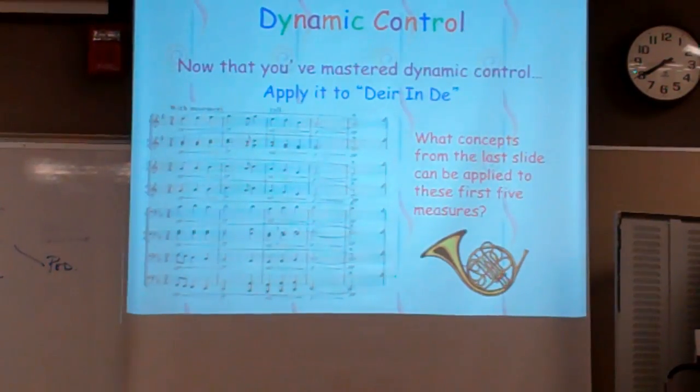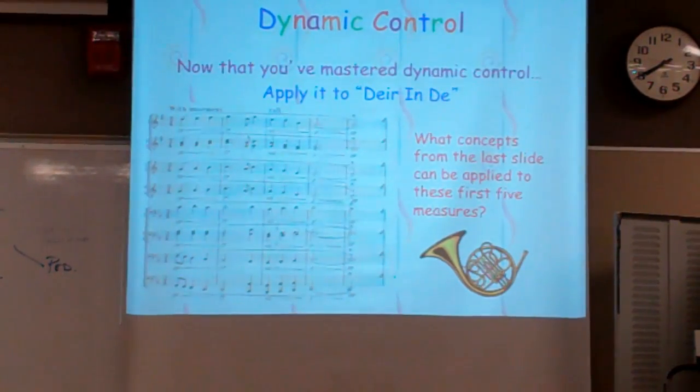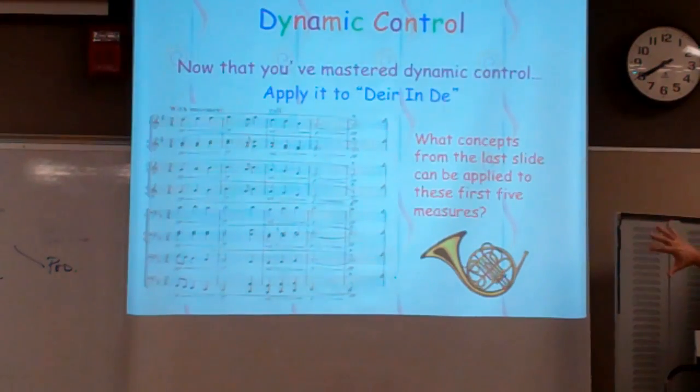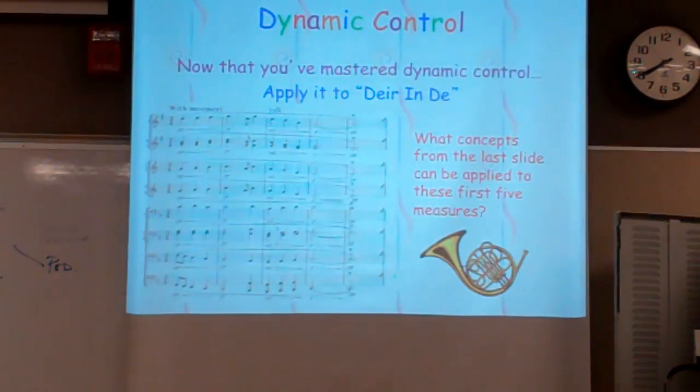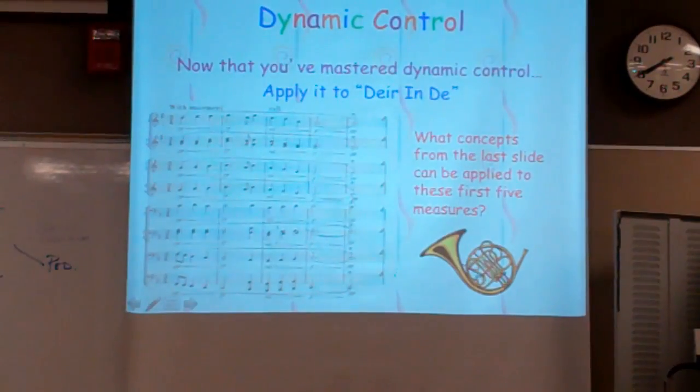Okay, so there are certain things, some breathing exercises, to be brought in, which is going to have an impact on dynamics, which is going to have an impact on phrasing, and just kind of synthesize the entire lesson. What concepts from the last slide can be applied to the first 5 measures?